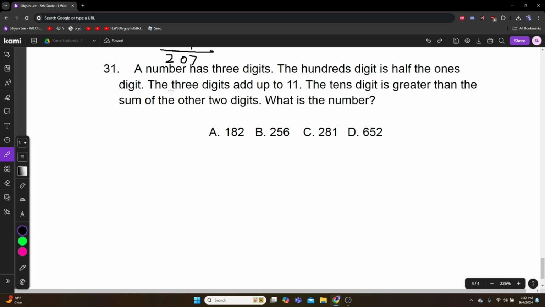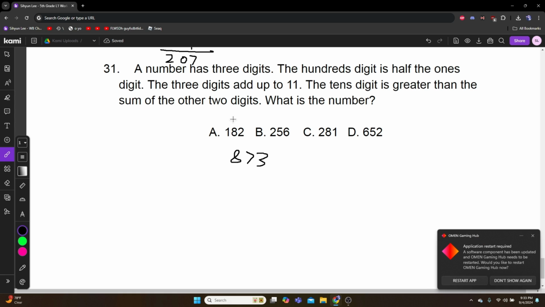But then let's read on. So the 3 digits add up to 11. So 1 plus 8 plus 2, that should add up to 11, which it does. 1 plus 8 is 9, 9 plus 2 is 11. So that adds up. The tens digit is greater than the sum of the other 2 digits. So the tens digit, 8, it should be greater than the sum of the other 2 digits. So 182 has 8 in the tens place. So 8 should be greater than 1 plus 2, which is 3, and it is greater. So we know that A is our answer choice.